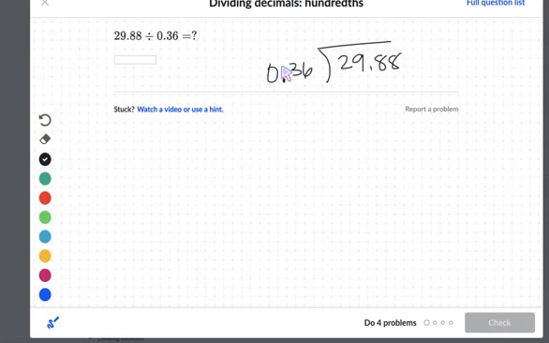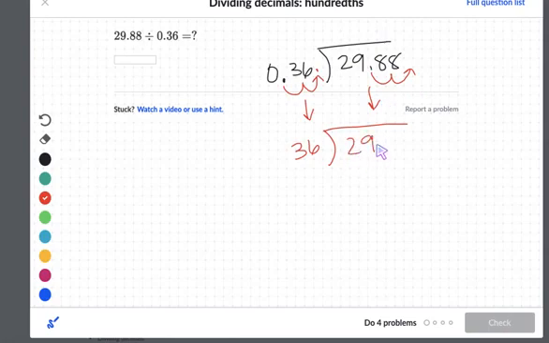I notice, first of all, that my divisor is not a whole number. I need to make it into a whole number. So I'm going to move it over, looks like 2 spots, to make it into 36 as a whole number on the outside. Now, if I move it over 2 spots, I need to balance it out. So my dividend also needs to be moved 2 spots. So this becomes 2,988. Okay, so however many spots I move on the divisor to make it a whole number, I'm going to move that for my dividend as well. So I have a new problem now.